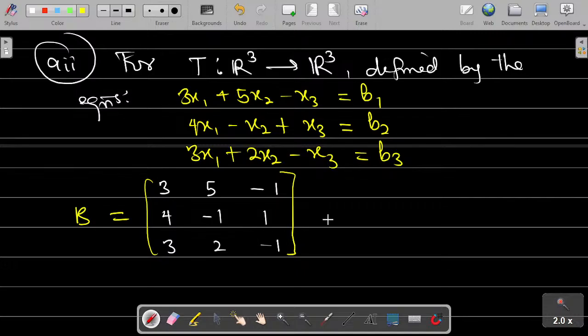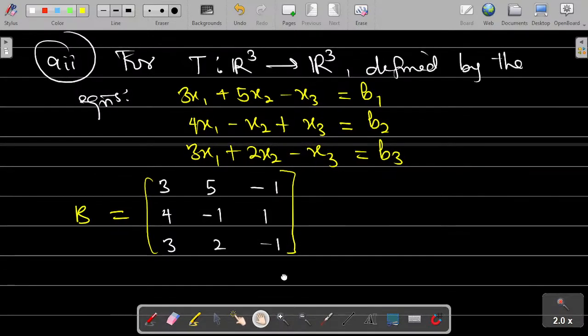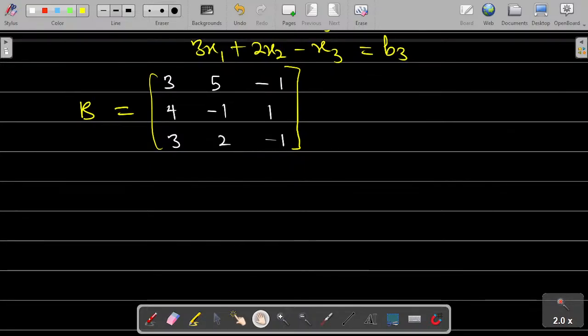Okay, and that's not all the question. They said after the standard matrix we should then find T of minus 1, 2, and 4.